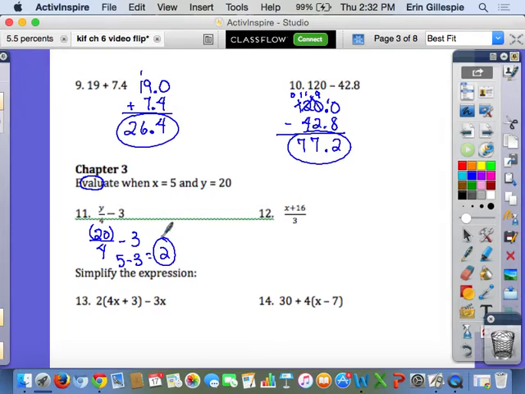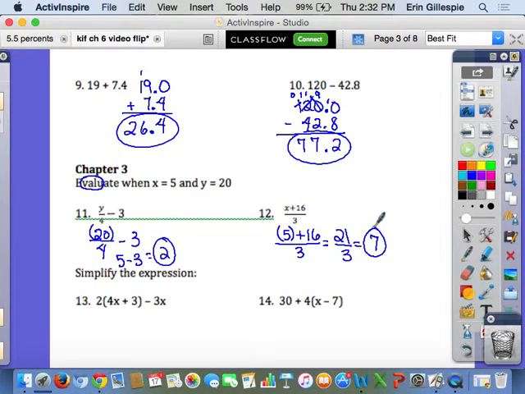For number 12, I want to put in 5 where the x is, so I'm going to have 5 plus 16, and that's all over 3, so that means that's being divided by 3. Now remember, this is a special type of problem. That division bar you can think of like a grouping symbol. So that means I need to simplify the numerator, and if necessary, simplify the denominator, and then I can divide at the end. So 5 plus 16, I'm going to do that first. That's 21. Now I'm down to just a single number on top and bottom, so now I can divide. So 21 divided by 3 gives us an answer of 7.